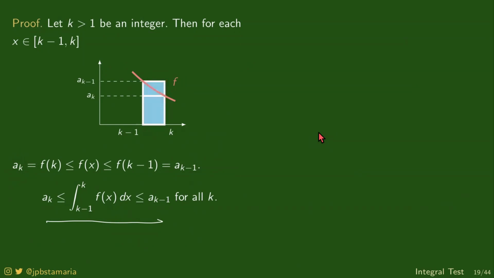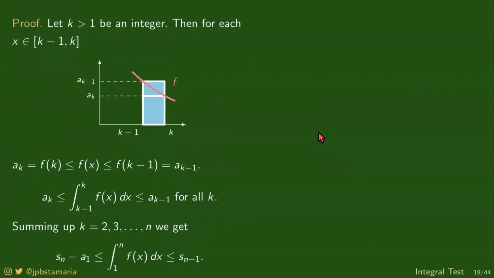Okay? Anong gagawin ko ngayon? Ang gagawin ngayon ni Sir, kukunin ko yung sum ng mga yan, k from 2 to n. Summing up k from 2 to n, so parang ina-add ko yung A sub k from 2 to n. Sige nga, pahabain natin to. A sub 2, A sub 3, hanggang A sub n.